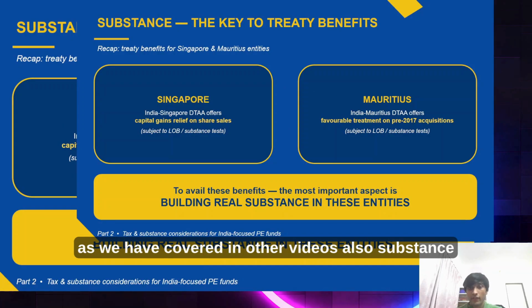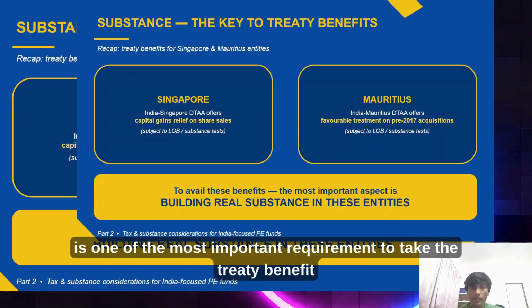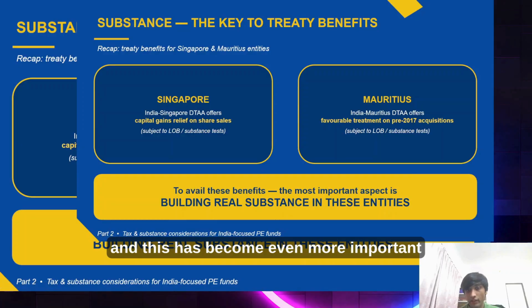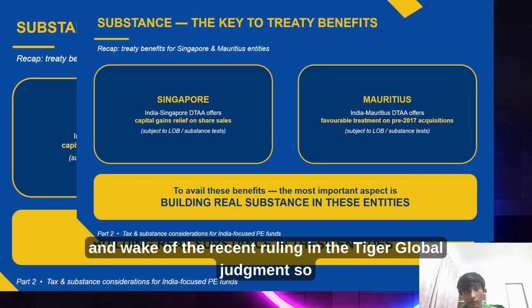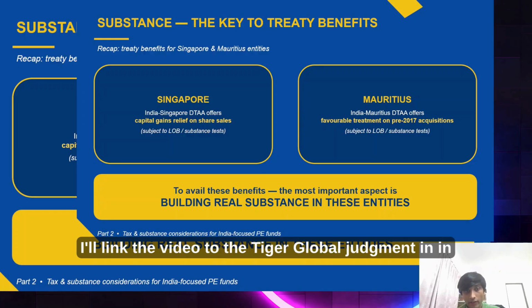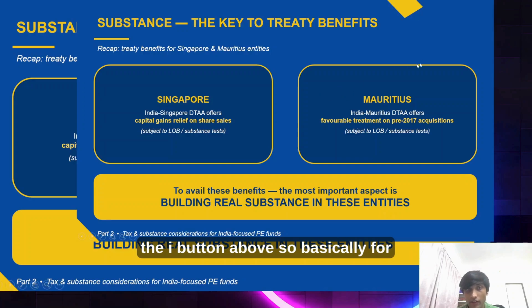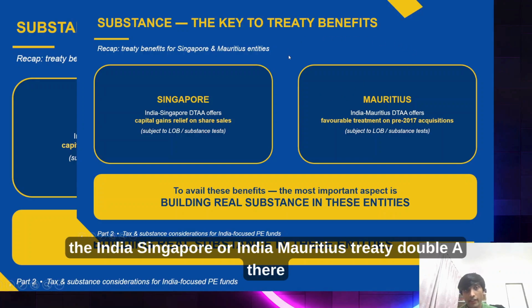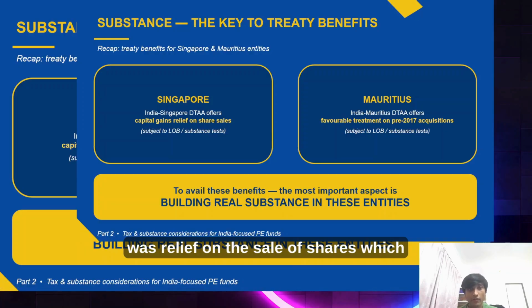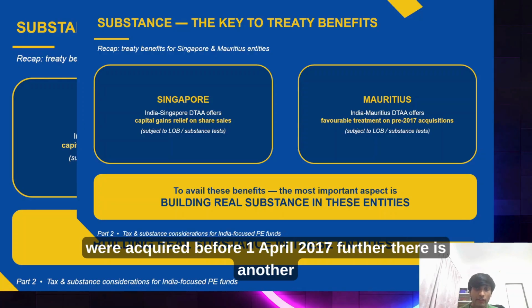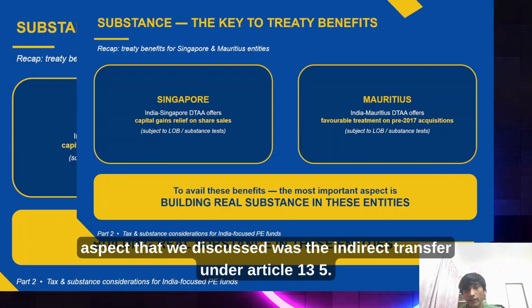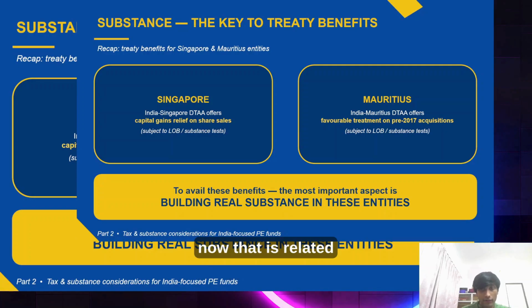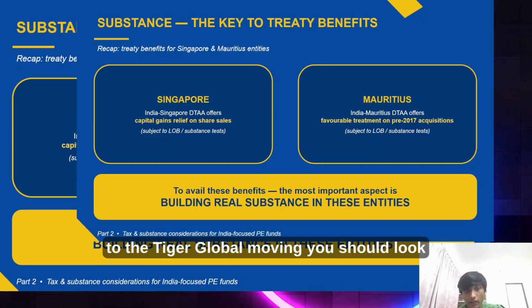Now, as we have covered in other videos also, substance is one of the most important requirements to take the treaty benefits, and this has become even more important in the wake of the recent ruling in the Tiger Global judgment. So I'll link the video to the Tiger Global judgment in the I button above. Basically, for the India Singapore or India Mauritius DTAA, there was relief on the sale of shares which were acquired before 1 April 2017. Further, there is another aspect that we discussed, which was the indirect transfer under Article 13.5.